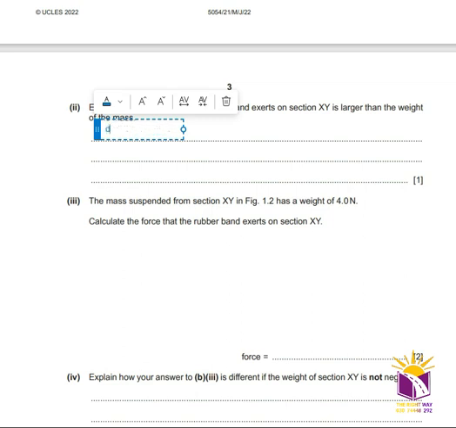Due to the smaller distance of the moment arm, we have to apply more force.